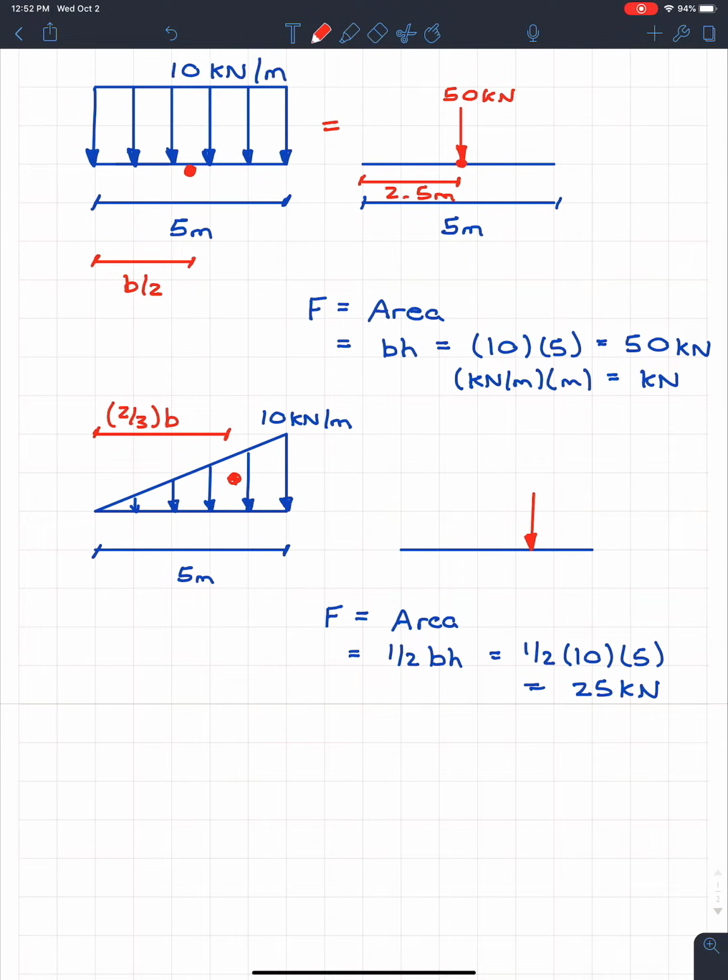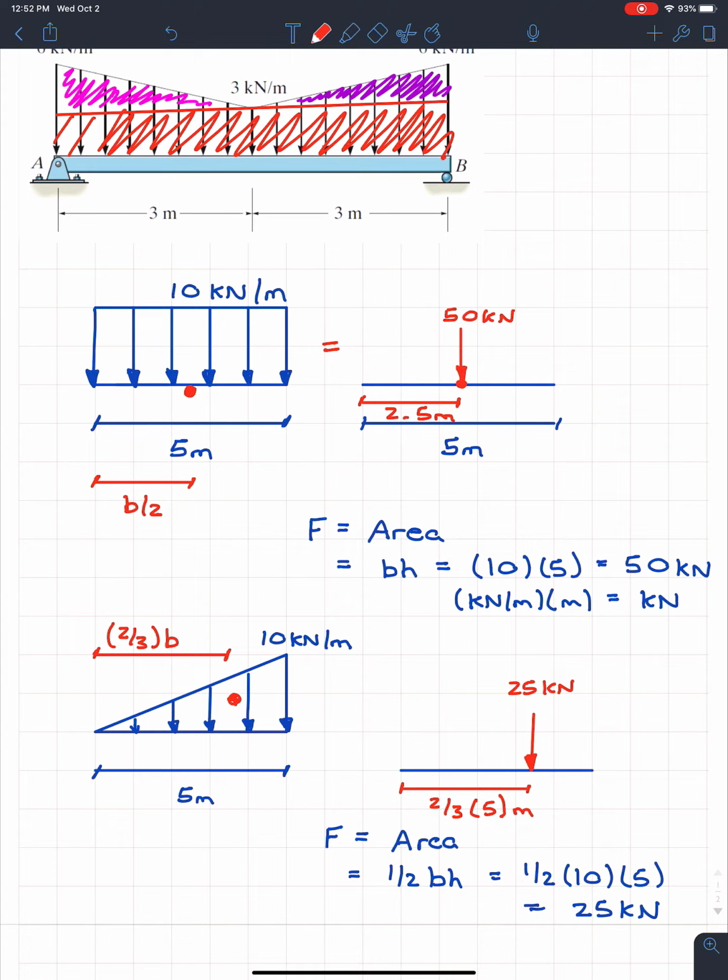This is going to be 25 kilonewtons, and the distance from here to here is just going to be 2/3 of 5. That'll be distance in meters. So same thing as before. If we can convert those distributed loads into just a single force, then we can start taking moments, nice and easy. So this is all you'll have to know for these two cases.